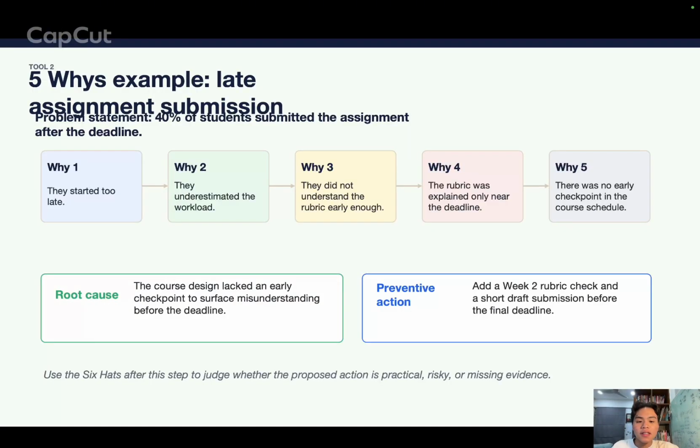So this is the end of the lesson about the 6 thinking hats and the 5 whys method.